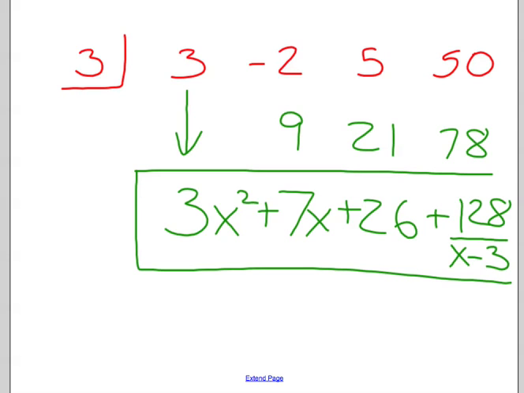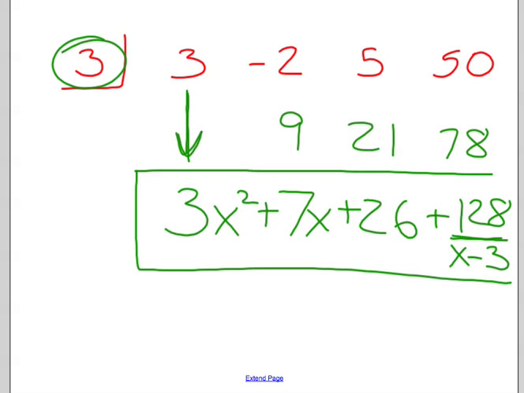So again, let's review this. This is the 0 value of your divisor. You take your first coefficient, just drop it straight down. Then you're going to multiply, add, multiply, add, multiply, add, and then you put that last term over your divisor. That last value is over your divisor. That's the remainder.